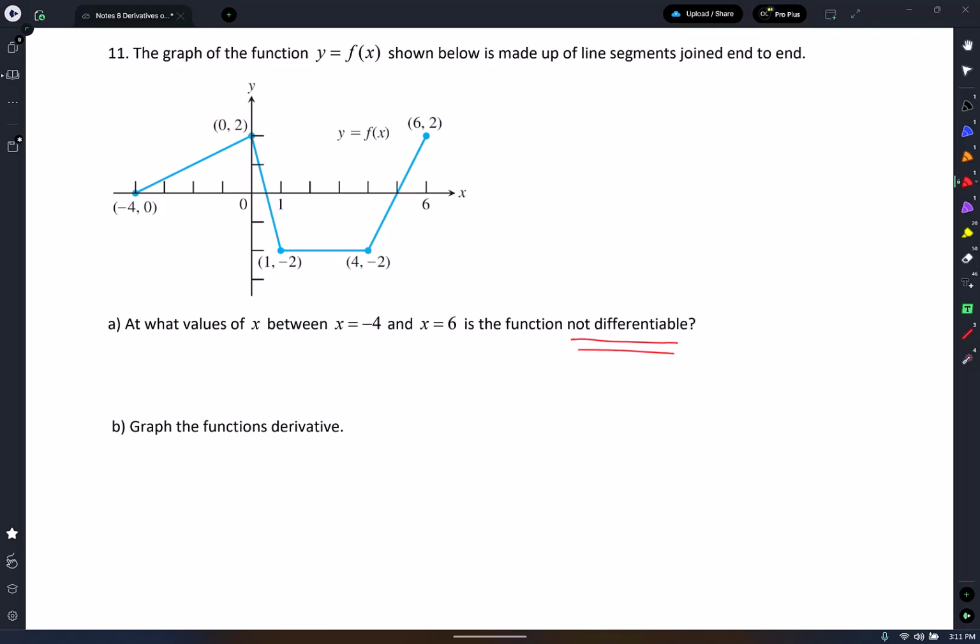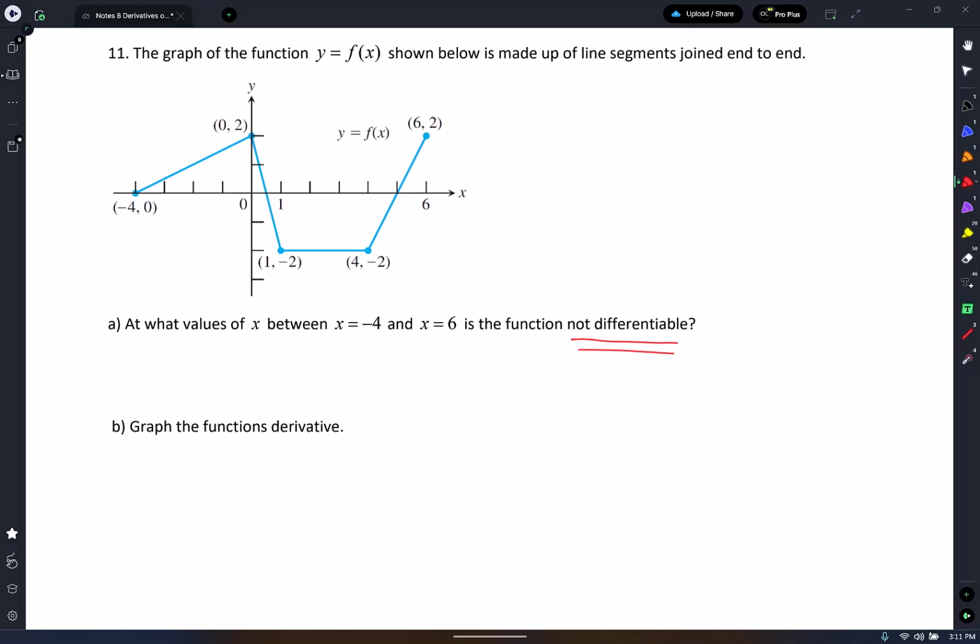I'm looking at these corners. Why are you looking at those corners? My derivative to the left of that point is just whatever the slope of this is. My slope, let's see, up 2, right 4, so this is a half. My derivative is a half to the left of 0. And if I approach 0 from the right, my derivative is, let's see, up 4, left 1, negative 4. Do you guys see that?